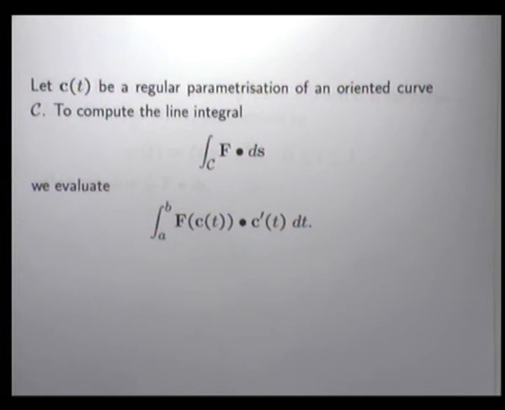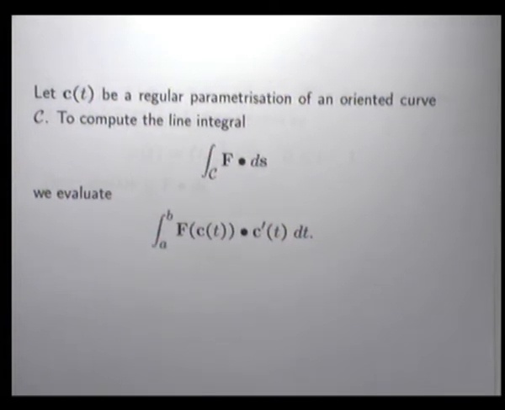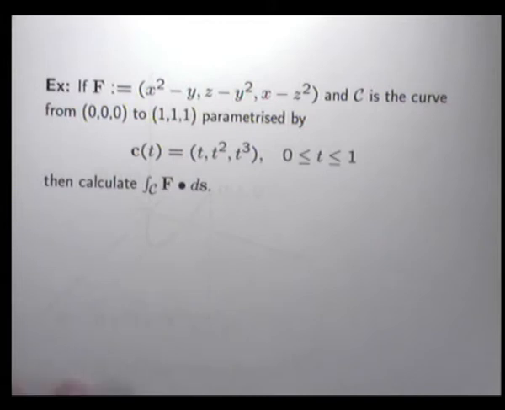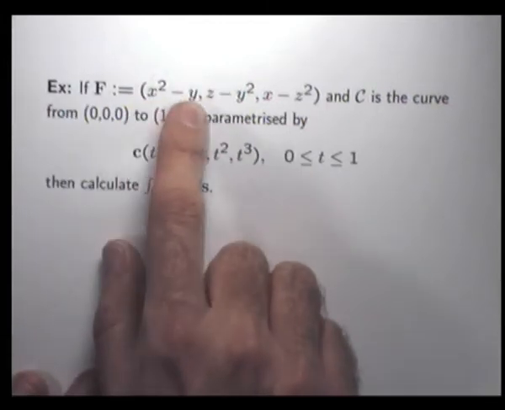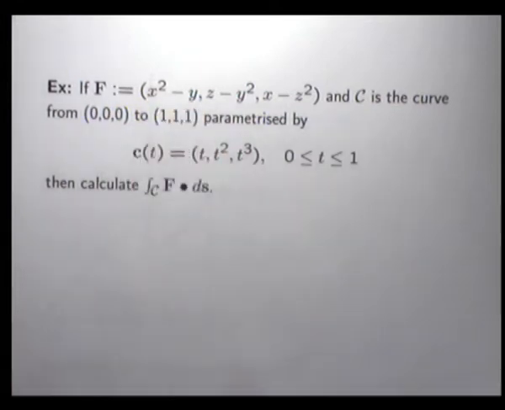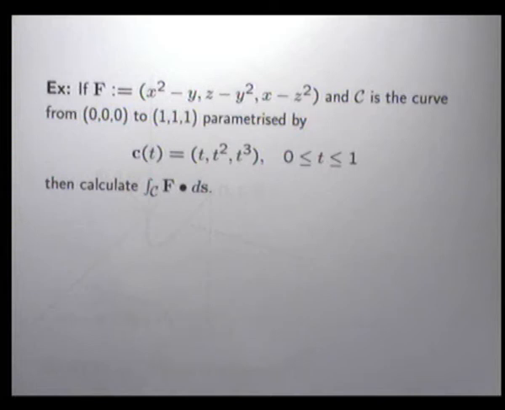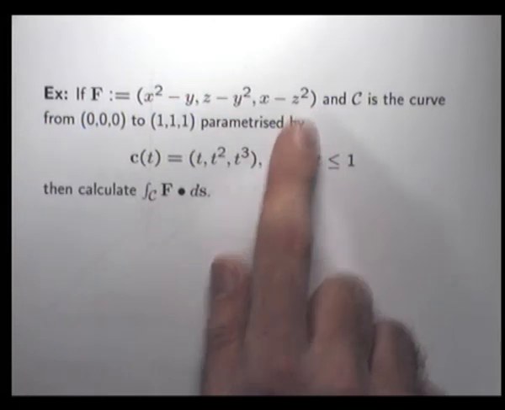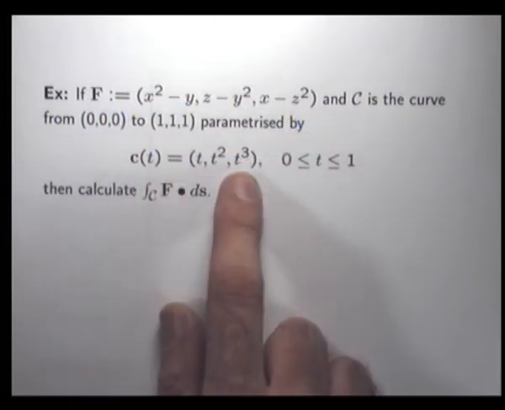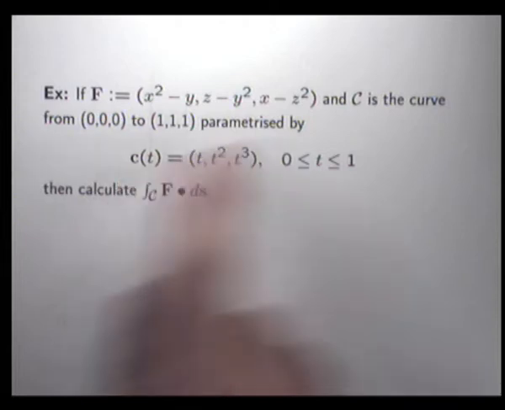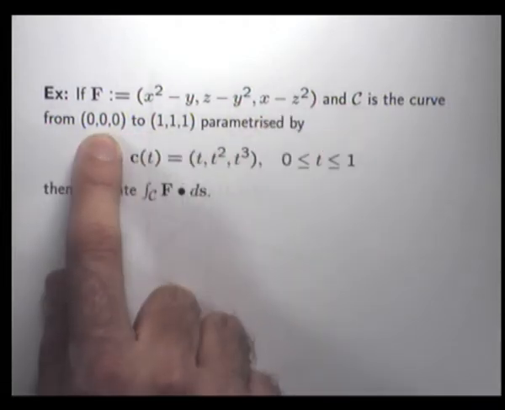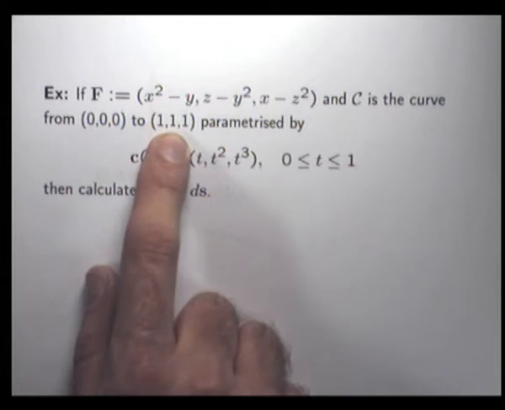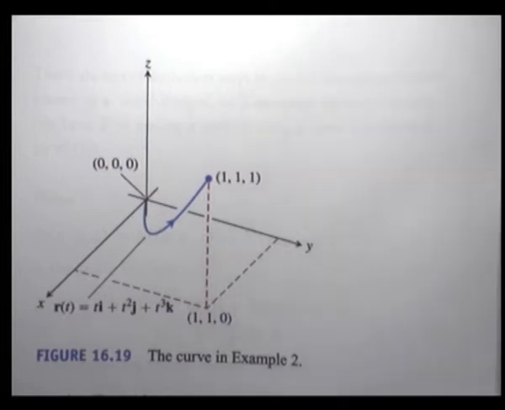So, let's do an example. Now, in your notes, you might have y minus x squared instead of x squared minus y, but I just changed it. This is a nice question. We're given the vector field, and we're given the parameterization for our curve curly C, and it's from this point to this point. So let me just show you a picture of the region of integration.